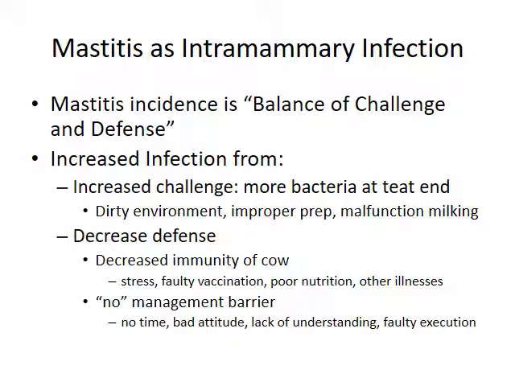Maybe we lack understanding about how things happen, how infections could start, how mastitis gets a foothold. Maybe it's faulty execution. We know what we're supposed to do, we have it figured out, but we just don't get the job done in some way, shape, or form.